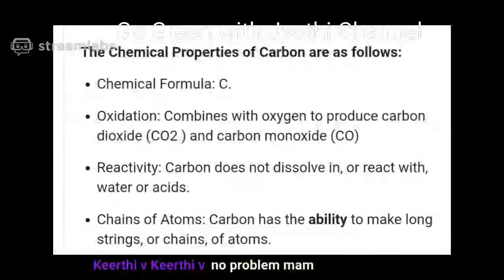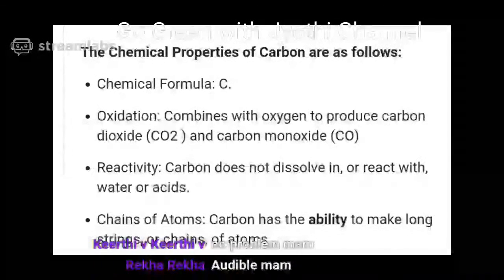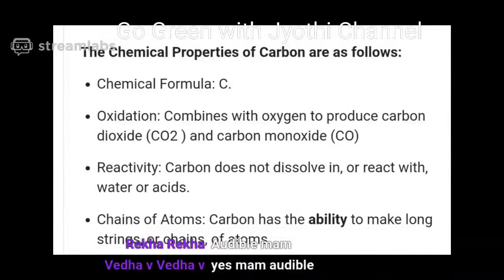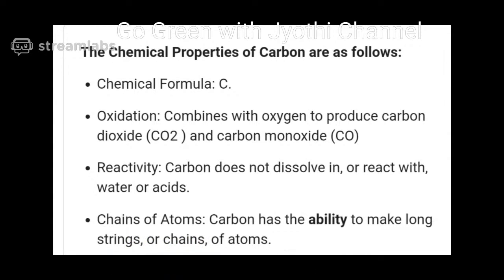The carbon is represented with the symbol C. The electronic configuration of the carbon is 1s2, 2s2, 2p2. It forms covalent bonds with other elements, mainly monovalent elements. Even it can combine with some other elements like oxygen and nitrogen, which are not monovalent.